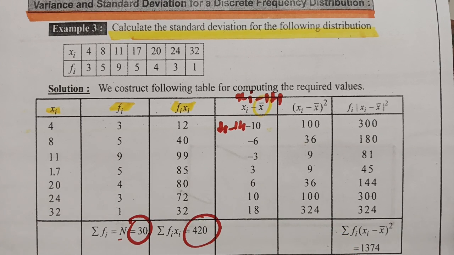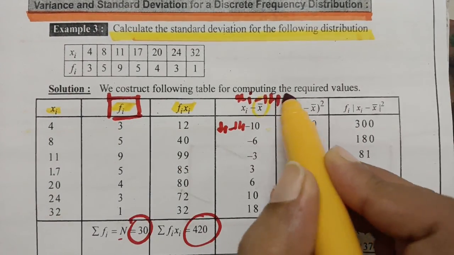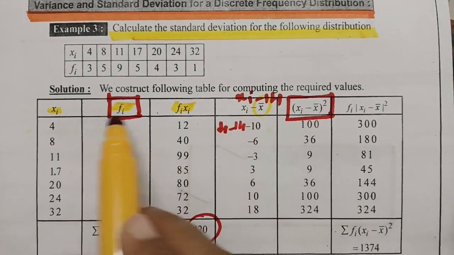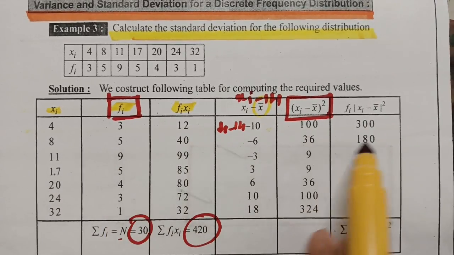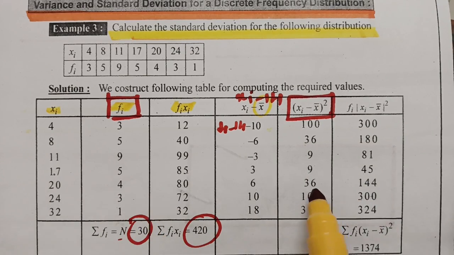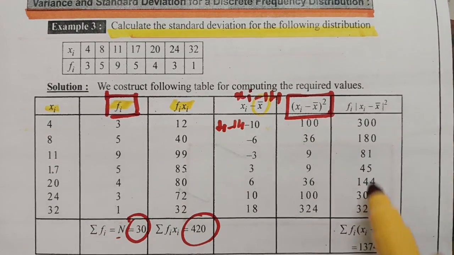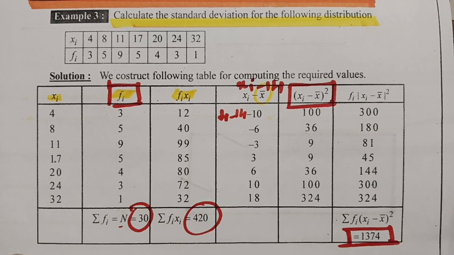And now, according to our problem, we have to multiply these two, that is f into (x minus x bar) whole square. If I multiply these two columns, this will be the answer: 3 into 100 is 300, 5 into 36 is 180, 9 into 9 is 81, 5 into 9 is 45, 4 into 36 is 144, 3 into 100 is 300, and 1 into 324 is 324. If you make a summation of these, the value here is 1374.